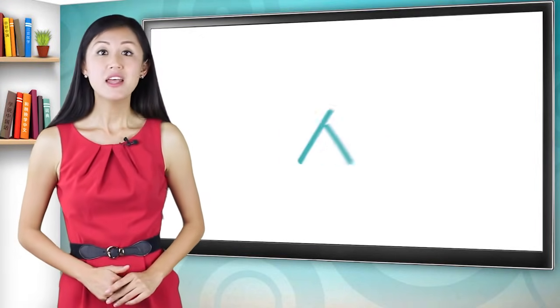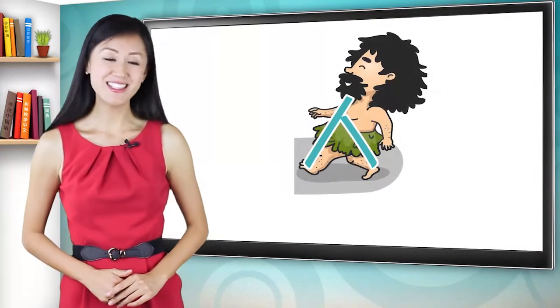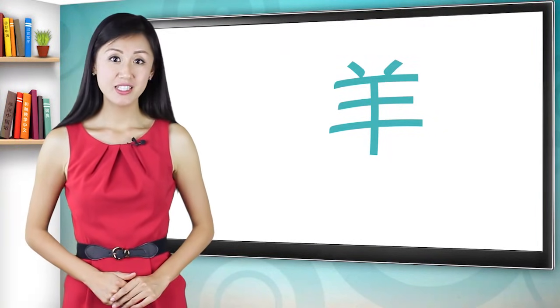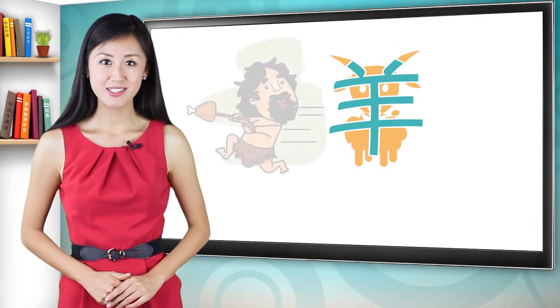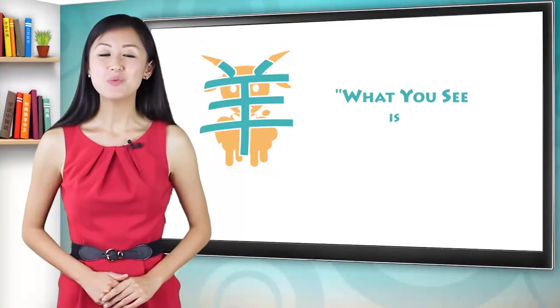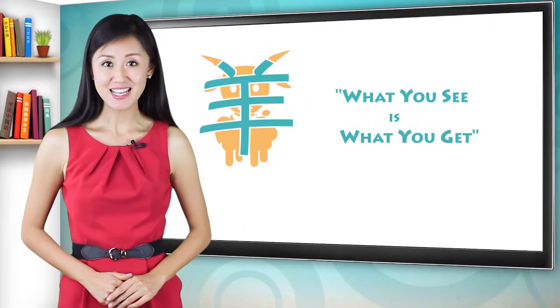For example, this is how they drew a person. It actually looks like a person, doesn't it? And this is how they drew a sheep or goat. You can see the two dots at the top to represent the two horns. I like to call these types of characters what you see is what you get, because they're just pictures of the words that they represent.